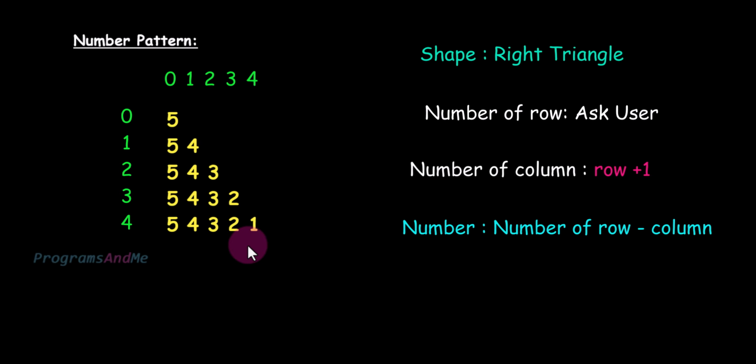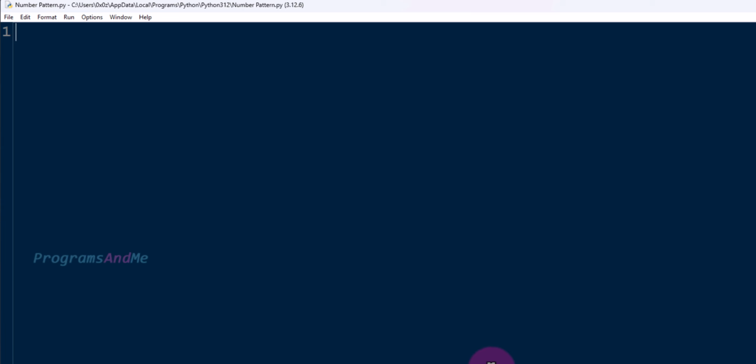Okay, so this is about the shape of the pattern and the number we want to print in this pattern. Next, let's write the program. In the Python file, the first step in the pattern program is we need to ask the user to enter the input. Here input is the number of rows. For that I'll use a variable. I'll use the input function. Here print a message.